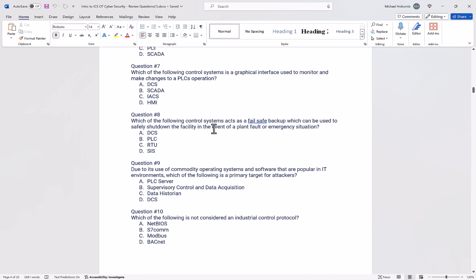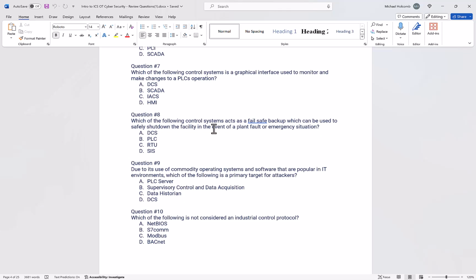Which of the following control systems is a graphical interface used to monitor and make changes to a PLC's operation? That's the HMI that we were mentioning earlier, right? We have a screen, usually a touch screen, that we can interact with. We can actually see some type of graphical representation of the process. Maybe you can see things like conveyor belts, and you can see options to stop, or even start, those conveyor belts and the process for what's being created and dropped onto those conveyor belts and moved on down to the next stop. So that is the HMI.